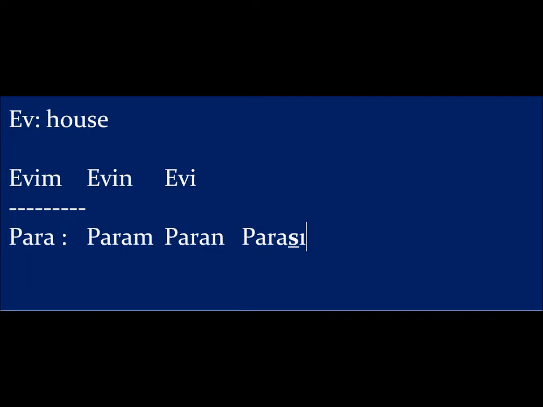So the S is only used when we say his, her, its, or also their something. And that something should end in a vowel, like para. So param, paran, parası. For those who are wondering, it goes like paramız, our money, paranız, your money, and parası, their money. Alright. So this is how it is. The S is used only when we're talking about his, her, its something, possession. Alright. So that's it.